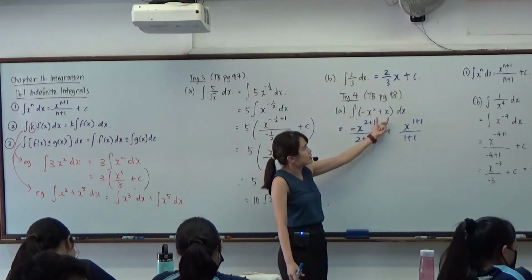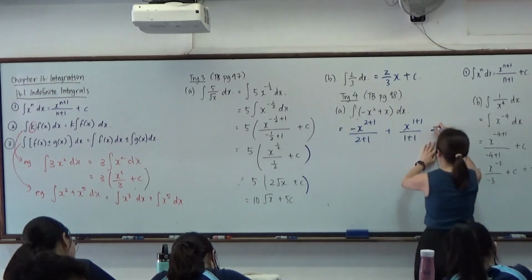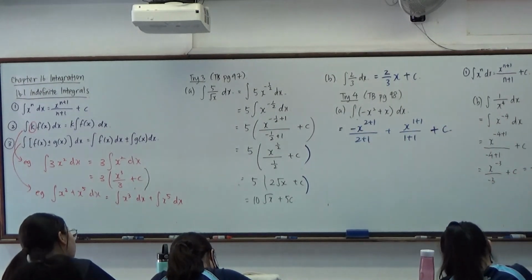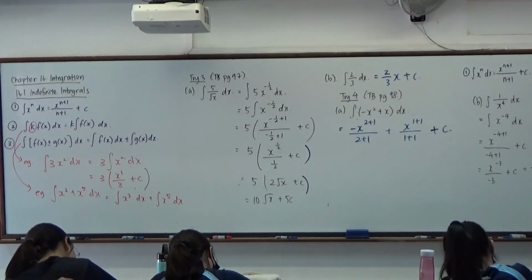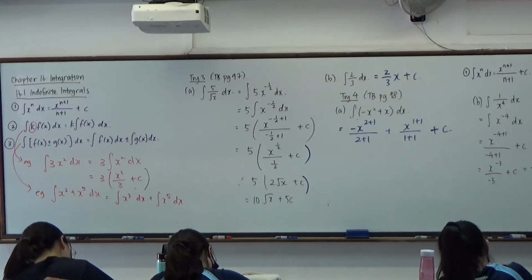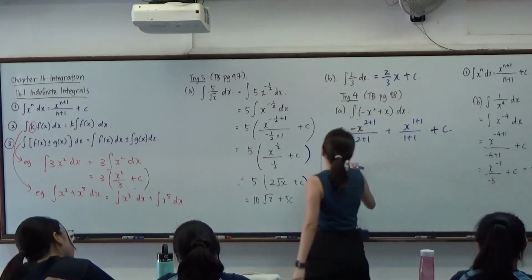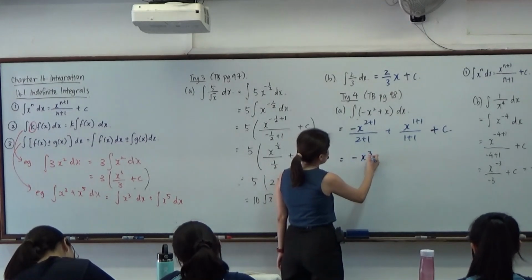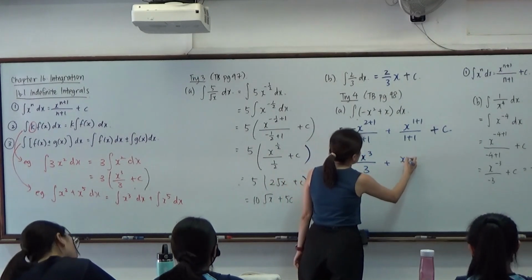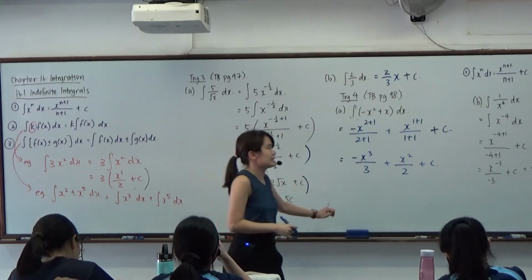Just do it mentally, then you integrate this, and then we just sum it all up with a single plus C, rather than having so many pluses, and all your plus C actually will differ one up. So just put it into one plus C is okay. Then we simplify negative x cubed over 3. Then that will be the answer.